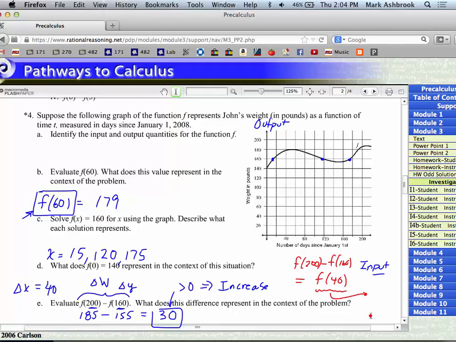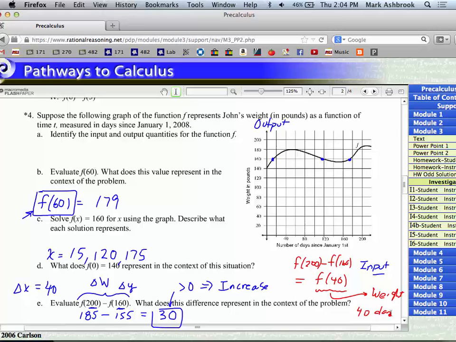What, yes, so it's about what is f of 40. So what does f of 40 mean? Walter, what does f of 40 mean? The days. F of 40 is the number of days. Yeah, it's the weight, it's the output for the weight after 40 days. This is the output of the function. F of 40 is the weight 40 days after January 1st.